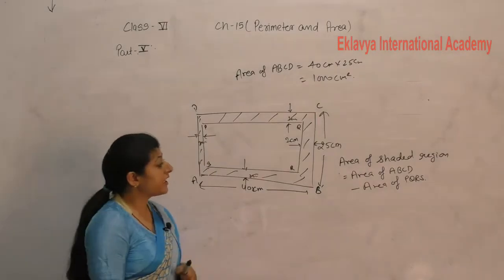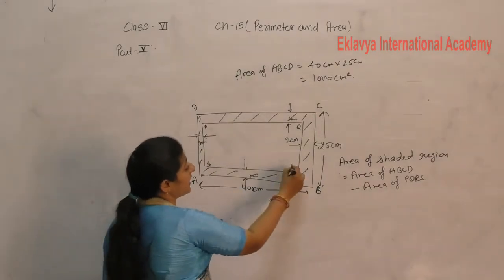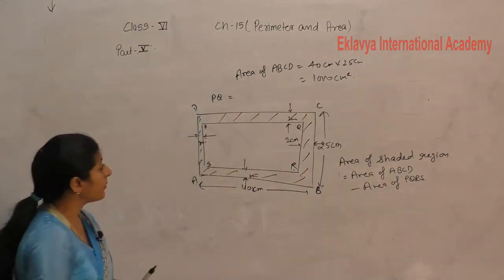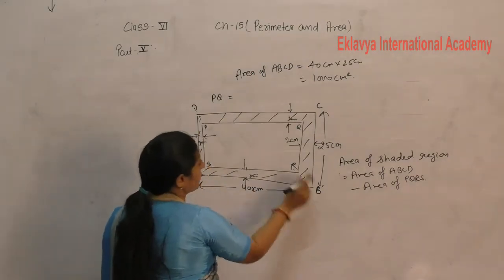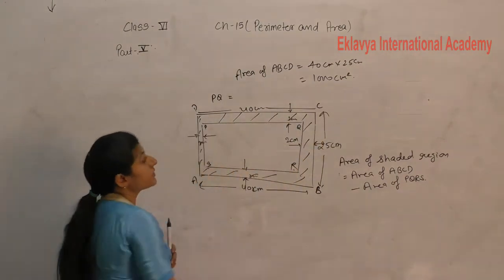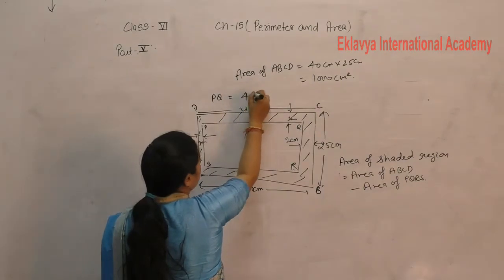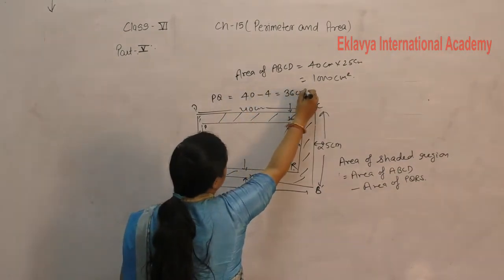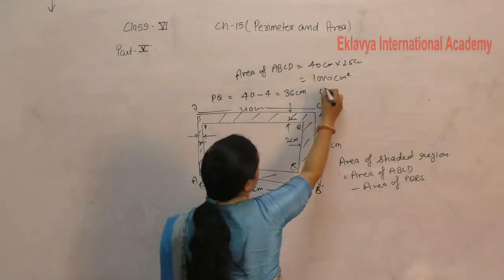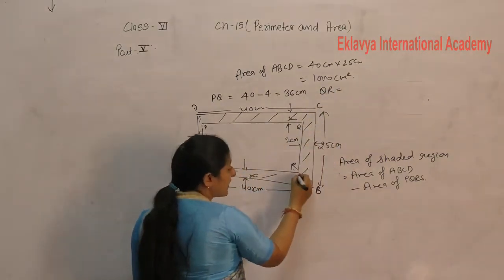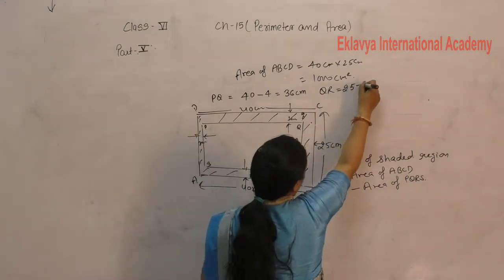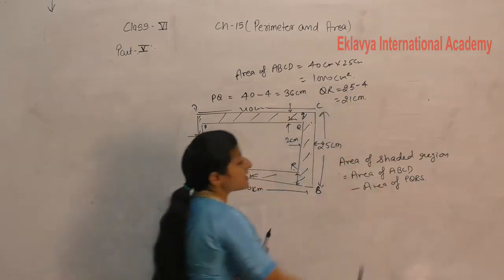Now see for the area of PQRS, firstly we find out the value of PQ. What is the length of PQ? See, this complete length is 40 centimeter. Now this one part is 2 centimeter, this also 2 centimeter. Then the length PQ is 40 minus 4, equal to 36 centimeter. Similarly see QR. This one gap is 2 centimeter, this one also 2 centimeter. It means 25 minus 4 is equal to 21 centimeter.